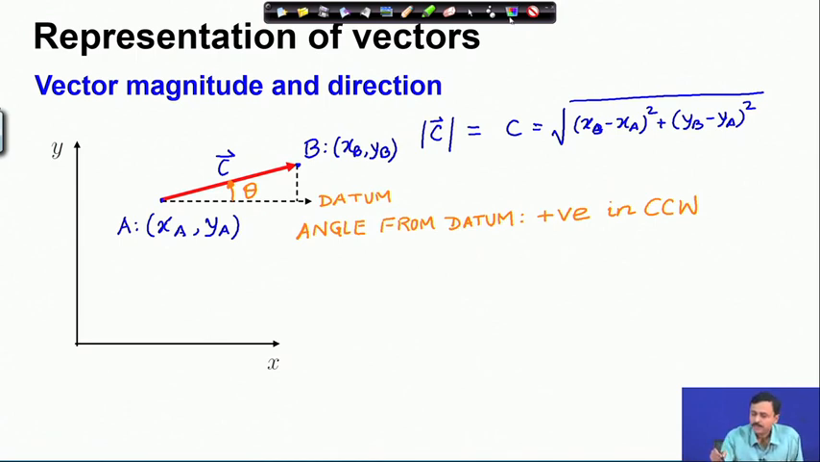So, how do we now represent or find out this angle? So, this angle is determined from the expression of tangent theta or tan theta. So, tan theta is nothing but this delta y by delta x.